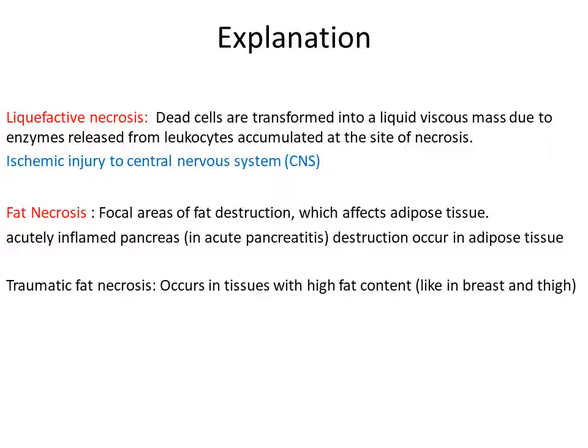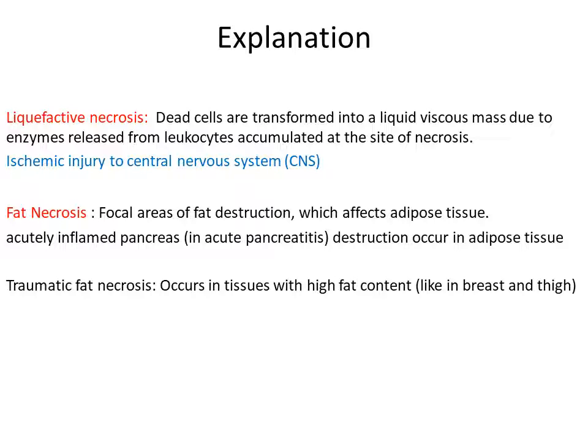So next is the liquefactive necrosis. What is a liquefactive necrosis? The dead cells are transformed into a liquid viscous mass due to enzymatic release from the leukocytes accumulated at the site of necrosis. This is a liquefactive type of necrosis, usually occurring in the central nervous system. Where there is an ischemic injury to the central nervous system, you can appreciate a liquefactive type of necrosis.